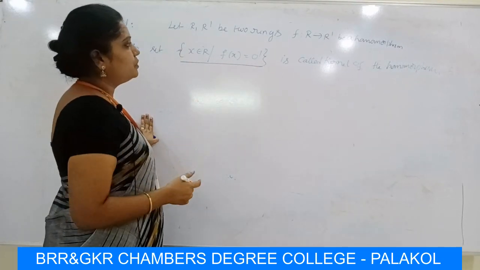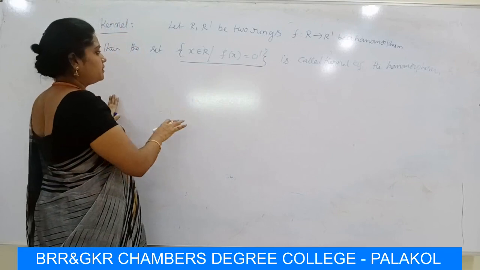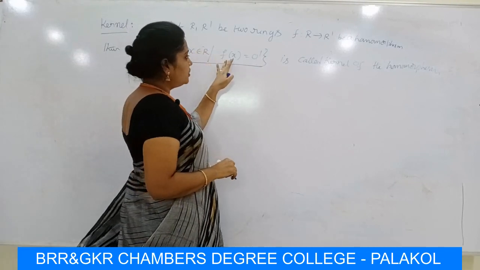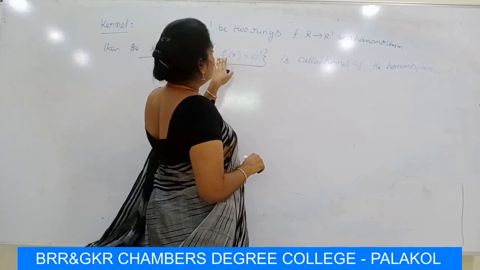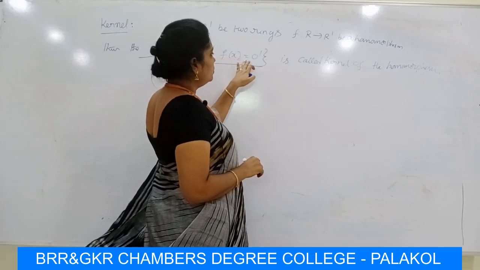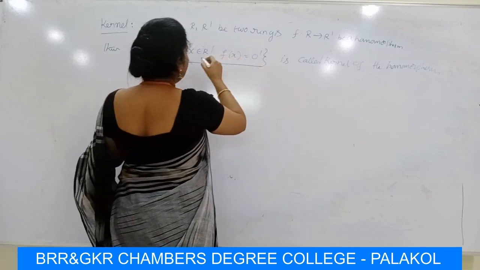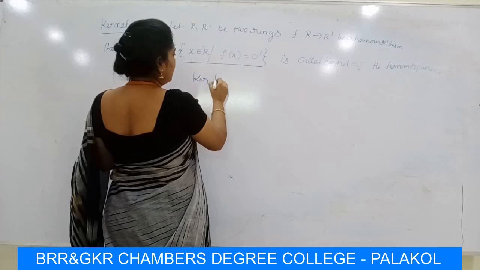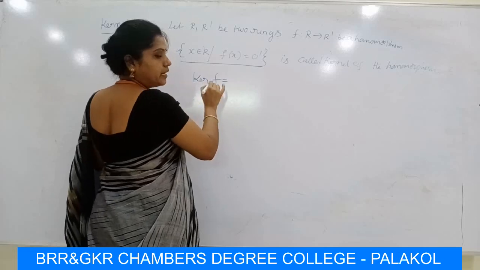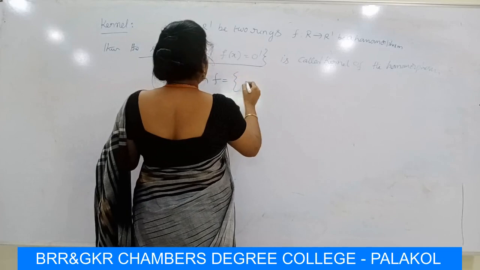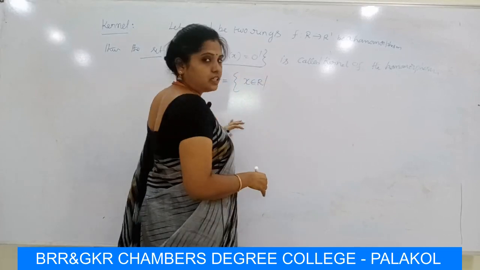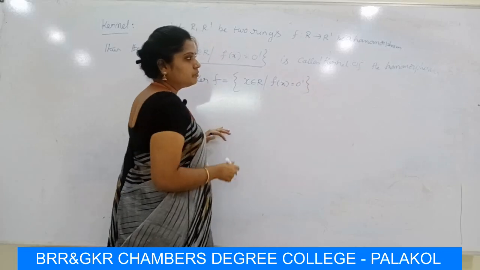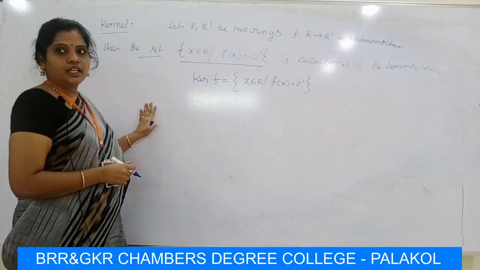Let R, R dash be two rings and f maps R to R dash be a homomorphism. Then this set, which contains only elements of R satisfying a particular condition, that is f of x equal to 0 dash, will be in the kernel of f. It can be written as ker f, but read as kernel f. So it contains elements x belonging to R such that f of x equal to 0 dash. It is called the kernel of the homomorphism.